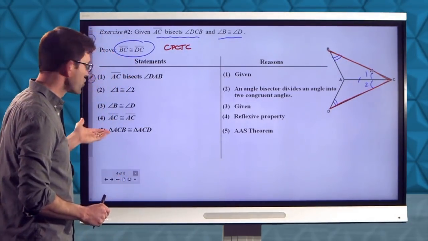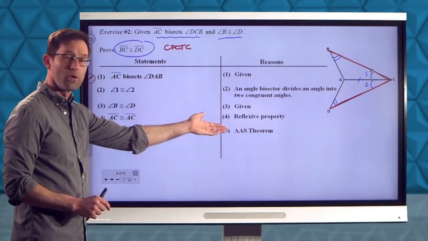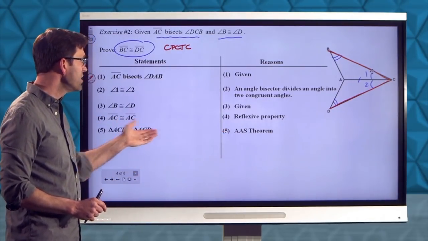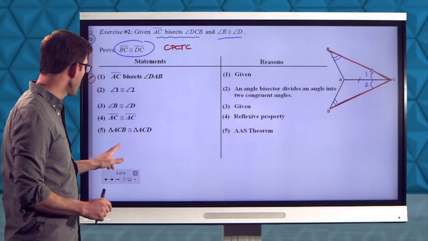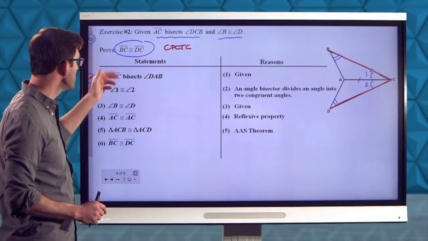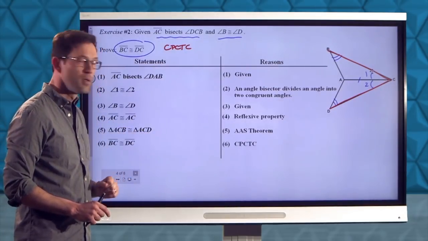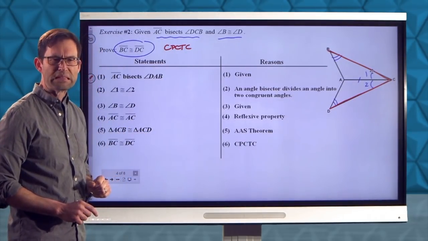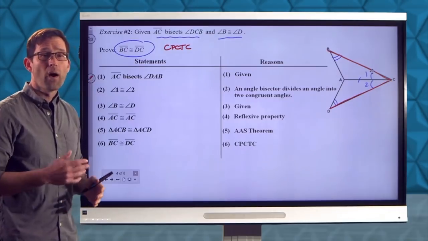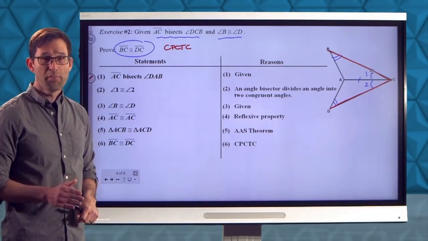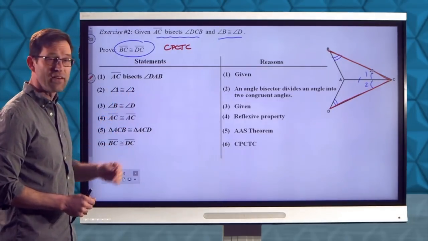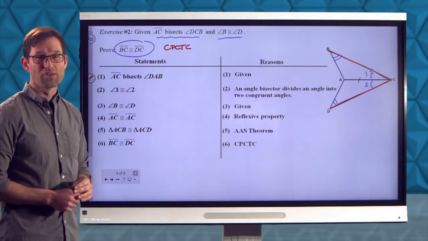So triangle ACB is congruent to ACD by the angle-angle-side theorem. Now that I've got the two triangles congruent, I can say that BC is congruent to DC by CPCTC. All right, after a while, it just sounds like random letters coming out of my mouth, okay? So let me pause for a moment, write down any steps you need to, and think about the logic of this proof.